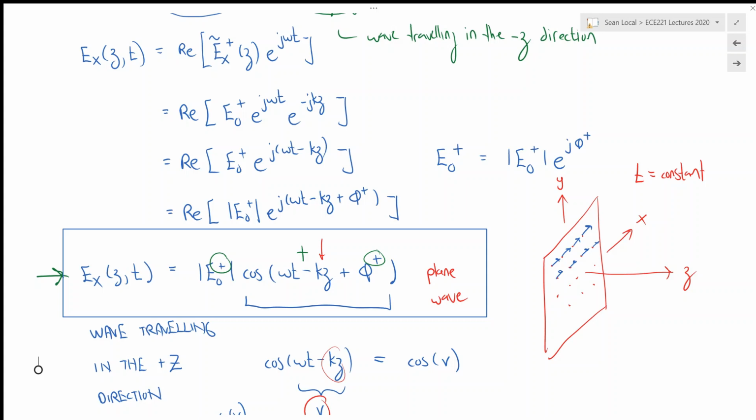It can have a constant phase phi plus attached to it, which only shifts the curve left and right, doesn't change the fundamental behavior of this wave. This wave is also uniform in that the electric field is uniform everywhere in a plane normal to the z direction, as we see in the sketch on the right hand side. Anywhere where we sample the electric field in a plane that's normal to the z direction, we get the same magnitude, which is E naught plus, and actually the same phase, which is the argument to the cosine. So this is a uniform plane wave, often abbreviated as just a plane wave, and this is traveling in the plus z direction.